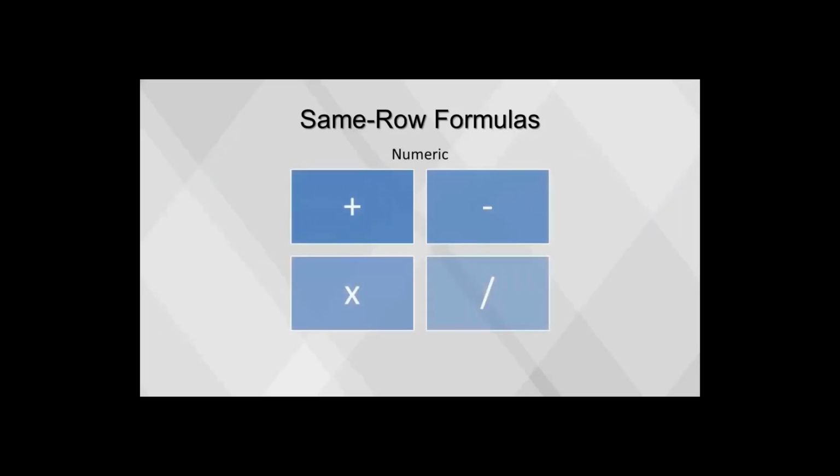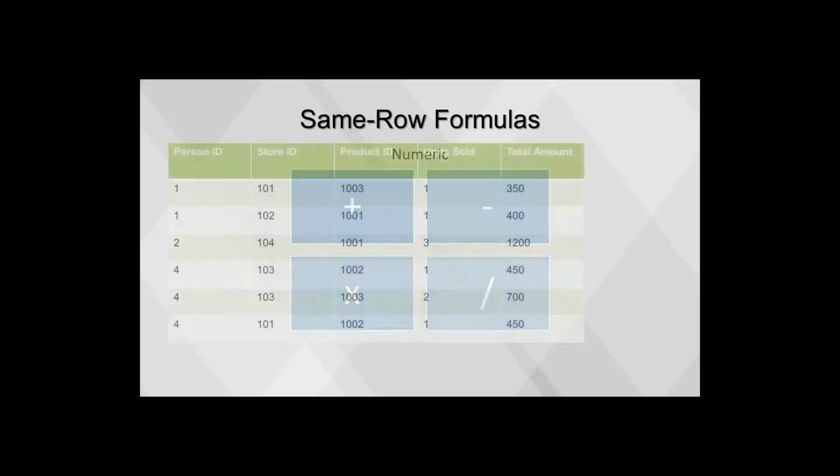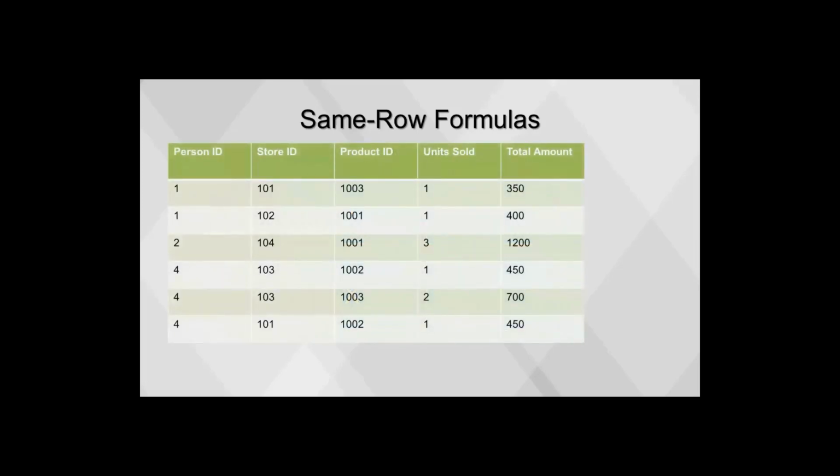Formulas can be used for adding, subtracting, multiplying, or dividing two numeric fields. In this table, we apply a formula to create the price column, which was calculated by dividing units sold by total amount.